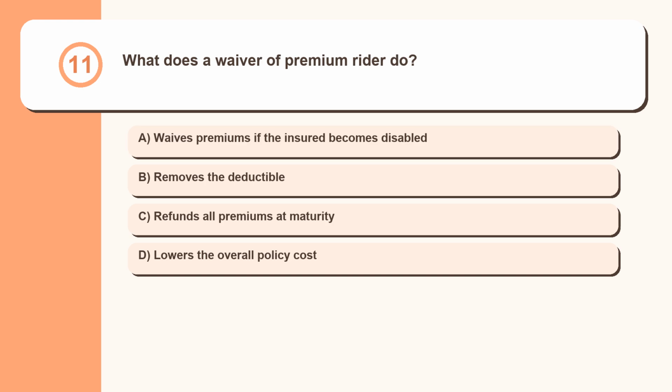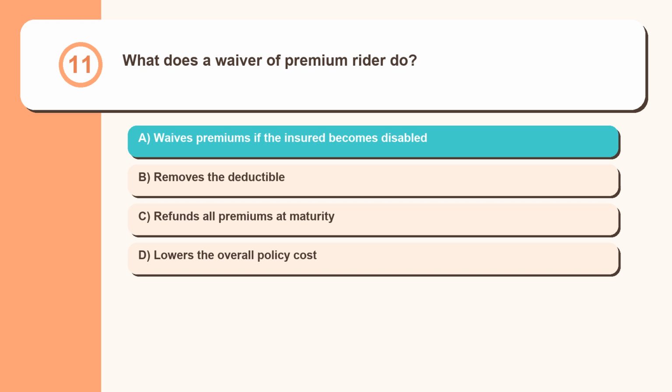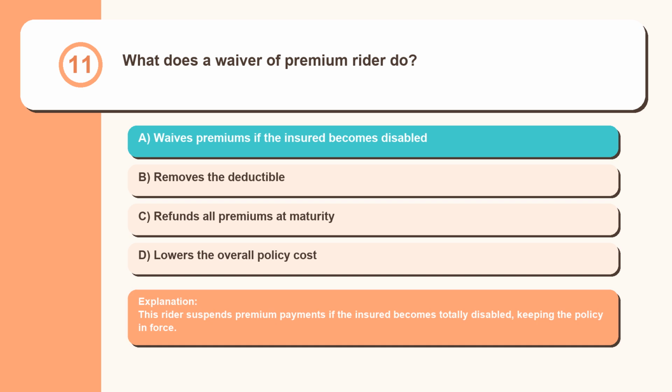Question 11. What does a waiver of premium rider do? Waives premiums if the insured becomes disabled, removes the deductible, refunds all premiums at maturity, lowers the overall policy cost. This rider suspends premium payments if the insured becomes totally disabled, keeping the policy in force.